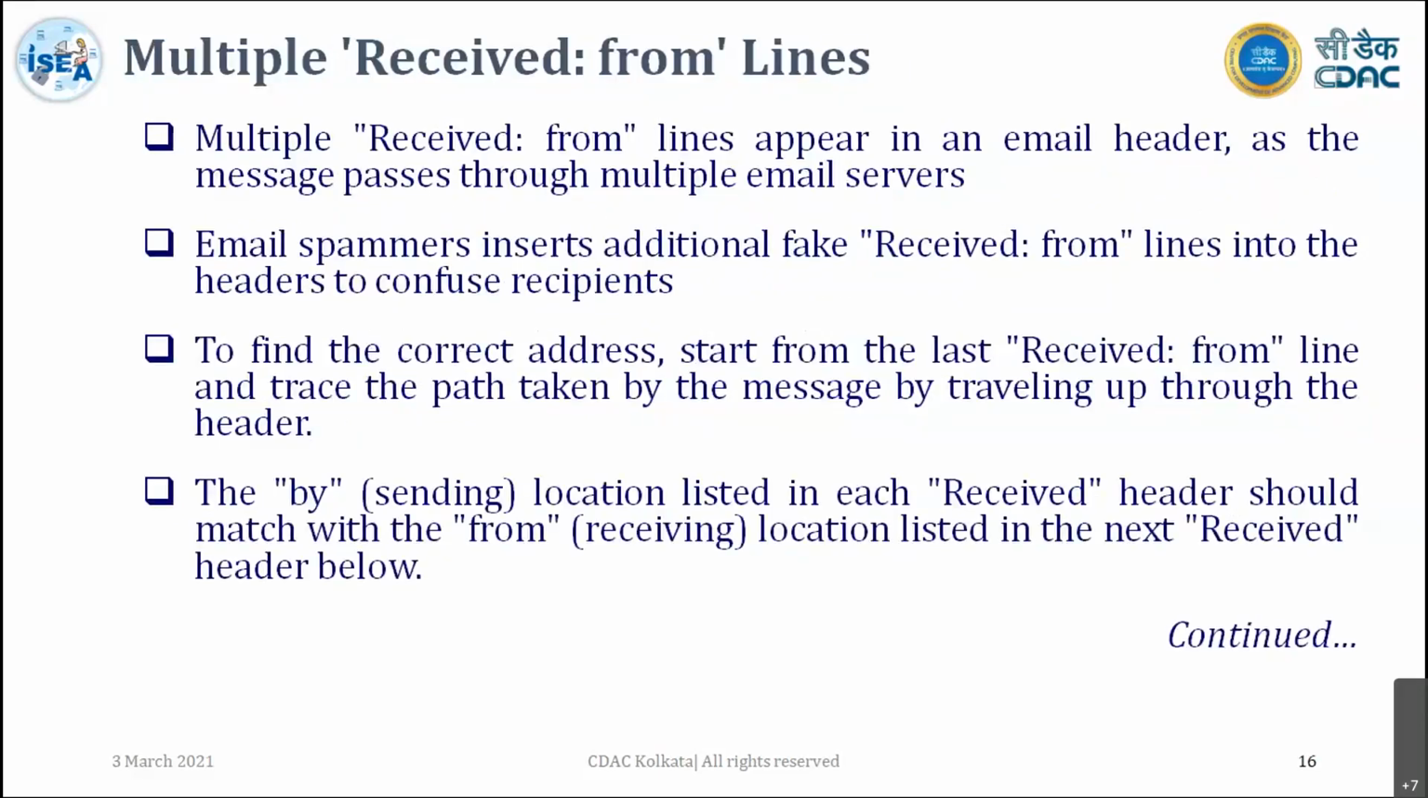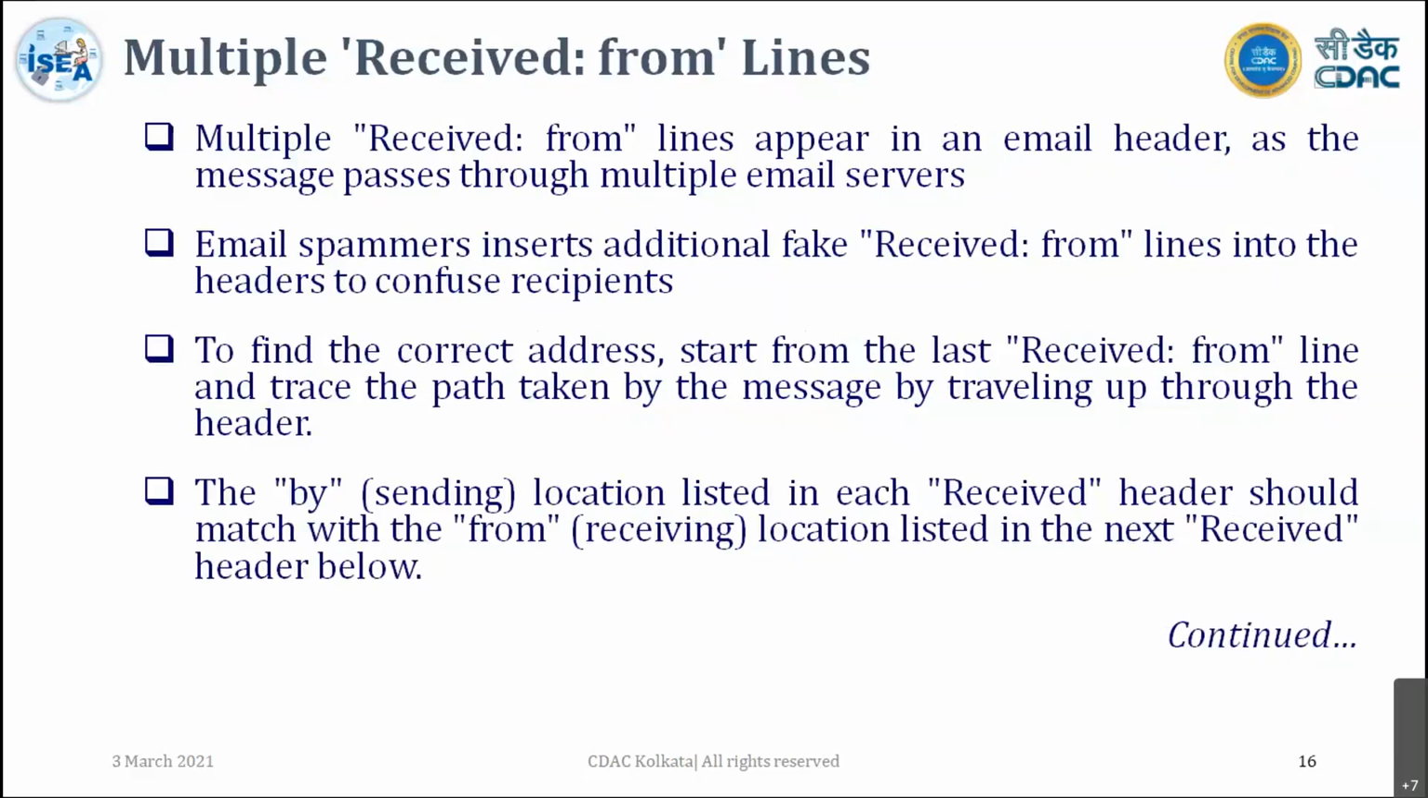Now, it may also have multiple received lines, I mean, multiple received from lines may appear because the message is passing through multiple email servers. Email spammers insert additional fake received from lines into the header to confuse the recipient. To find the correct address, start from the last received from line and trace the path taken by the message by traveling up through the header.